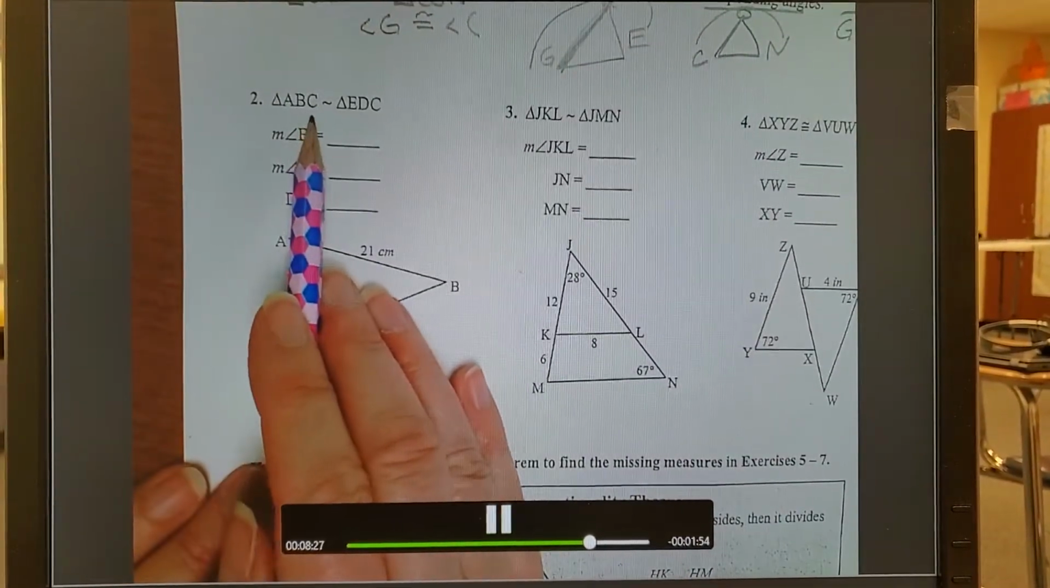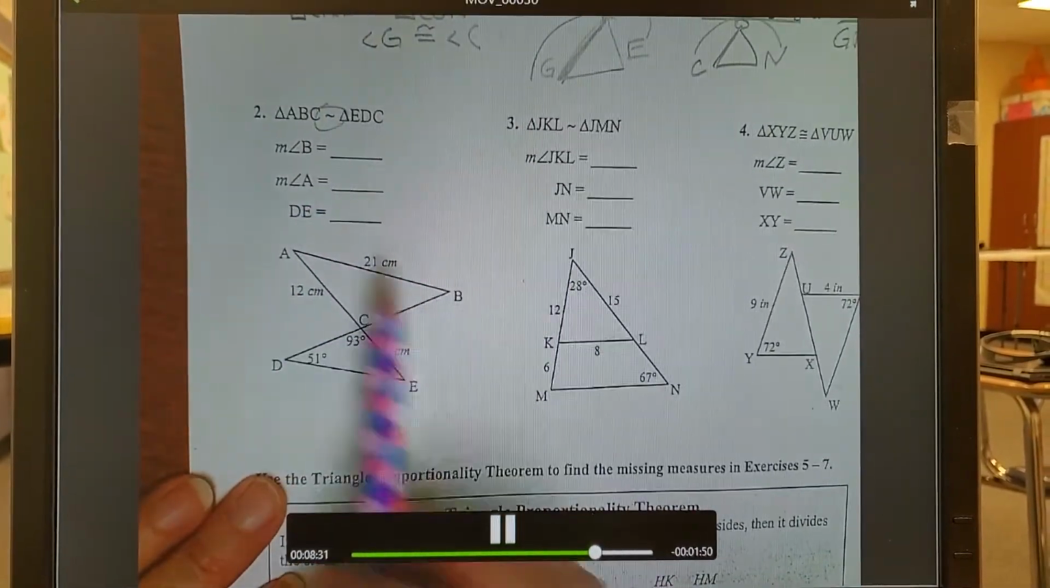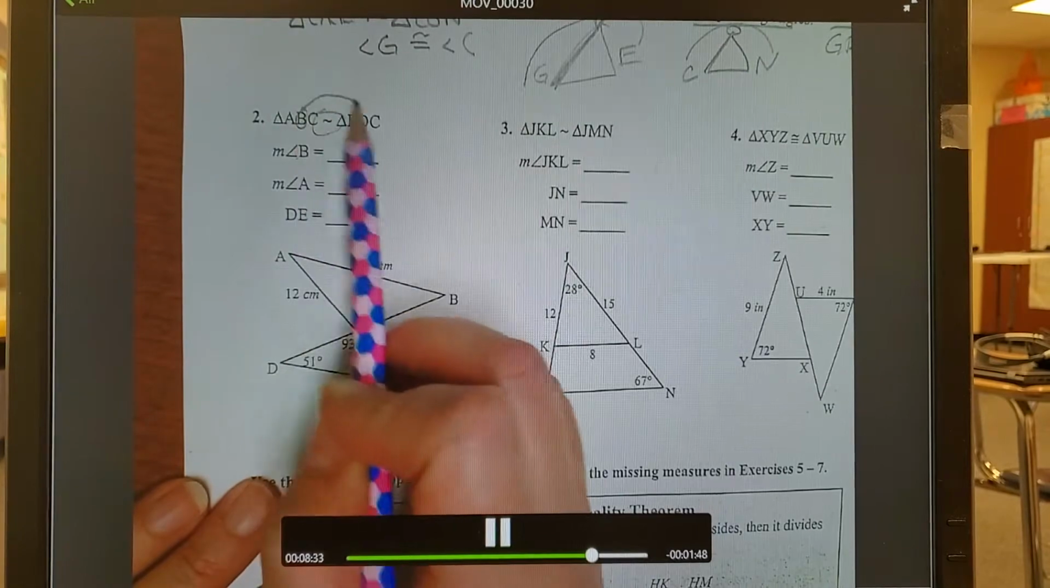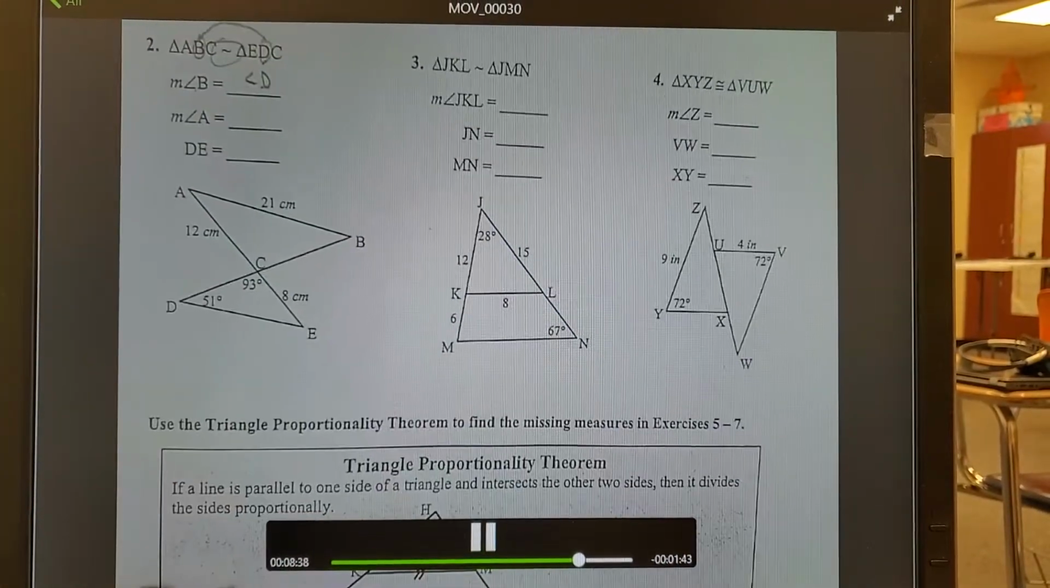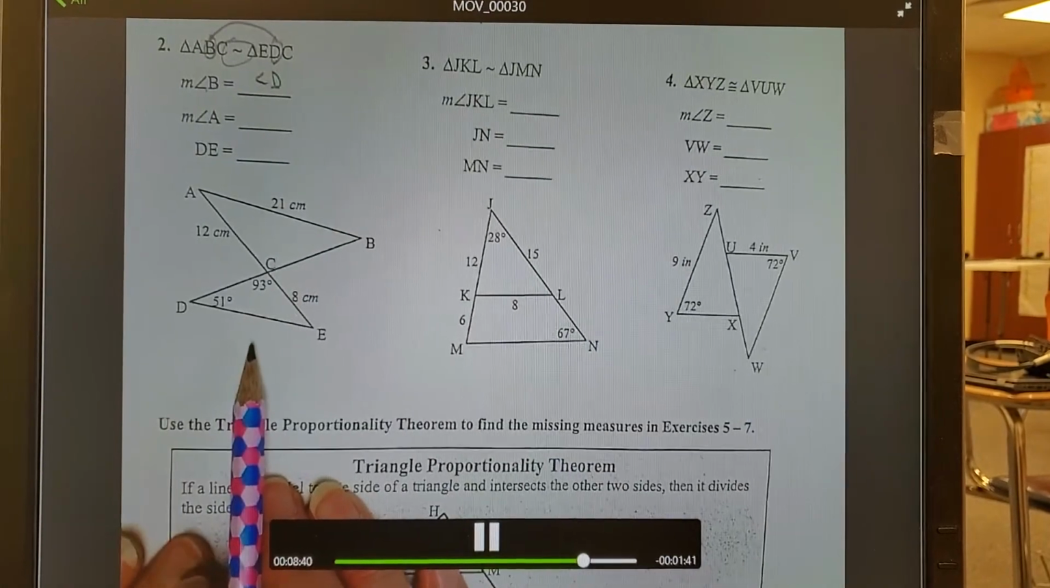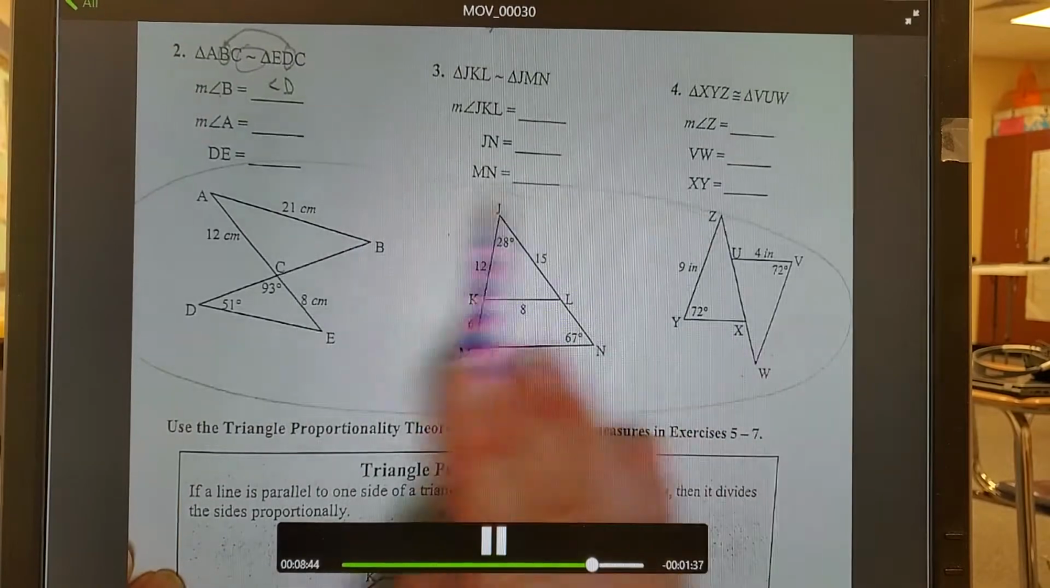When you get down here, triangle ABC is similar to triangle EDC. So that means angle B is going to correspond with angle D. Now I'm going to go down below and look for angle D. Angle D is right.